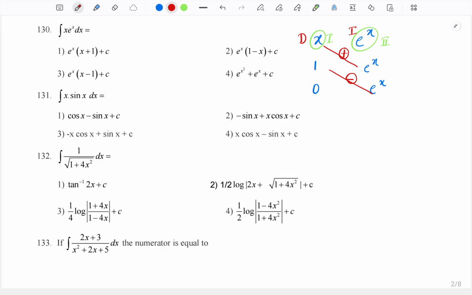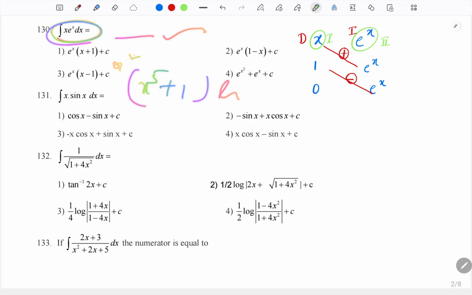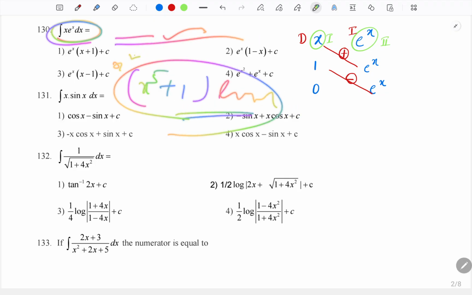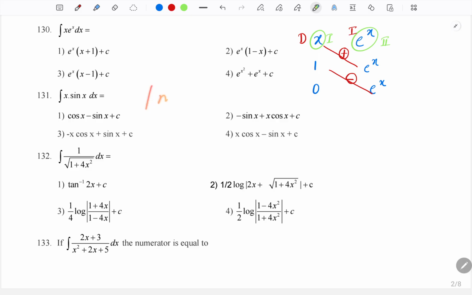If you go by parts also, it is very easy, because this function is very easy. But suppose they give x power 5 plus 1 times log x, like that. If you go by parts, it will take time. You have only 1 minute, right? So how to solve very fast, that is the matter.